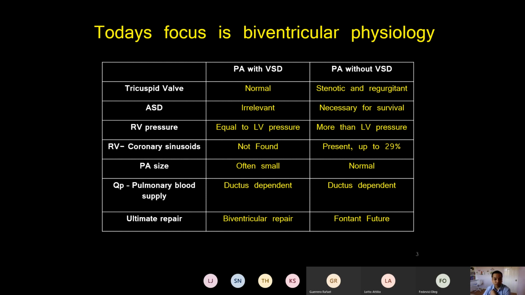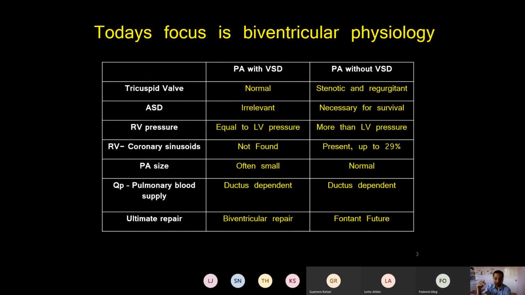As opposed to that, pulmonary atresia without VSD is a completely more sinister group of patients. Their pulmonary arteries may be pretty okay, the native PA and branch PAs may be fine, but the whole problem is below the pulmonary valve. So the tricuspid valve will be bad, stenotic, regurgitant. ASD is necessary for life, as an interatrial communication.